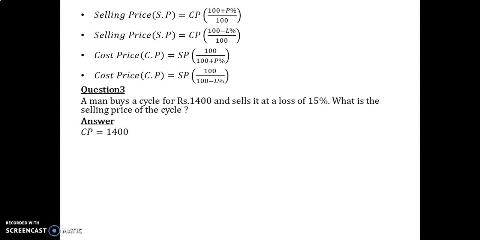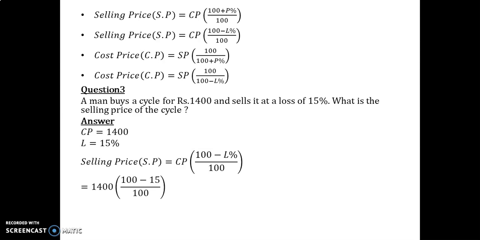Therefore, cost price here we have in the question is 1400. Loss is equal to 15%, and the selling price is equal to cost price into 100 minus the loss percentage divided by 100. So we are simply putting the given numbers in the formula. We will get the answer 1400 into 85 divided by 100. That is 14 into 85, which is equal to 1190.